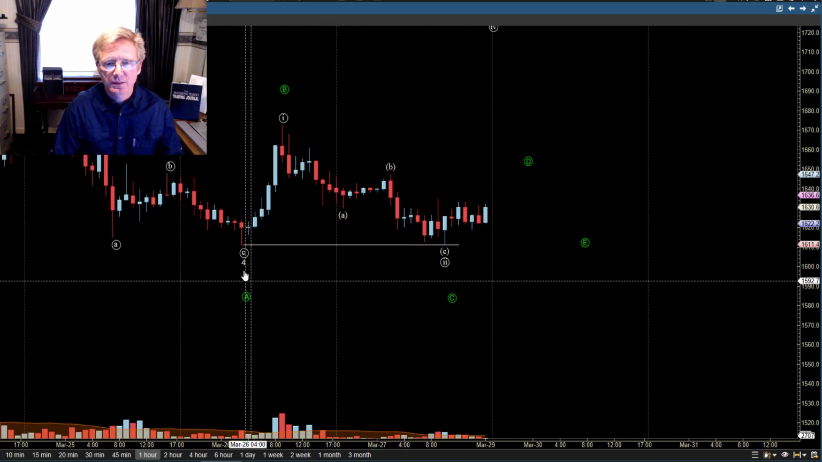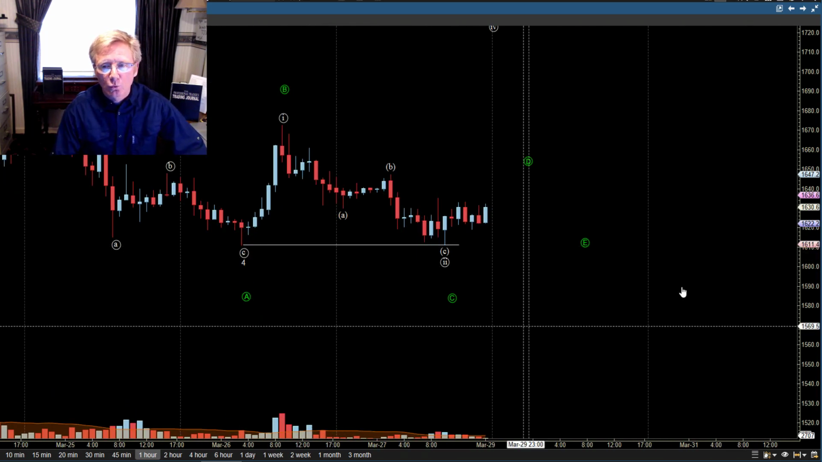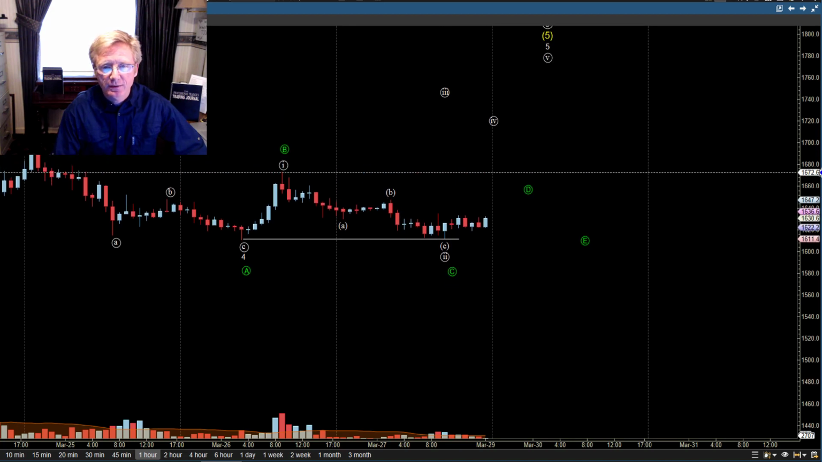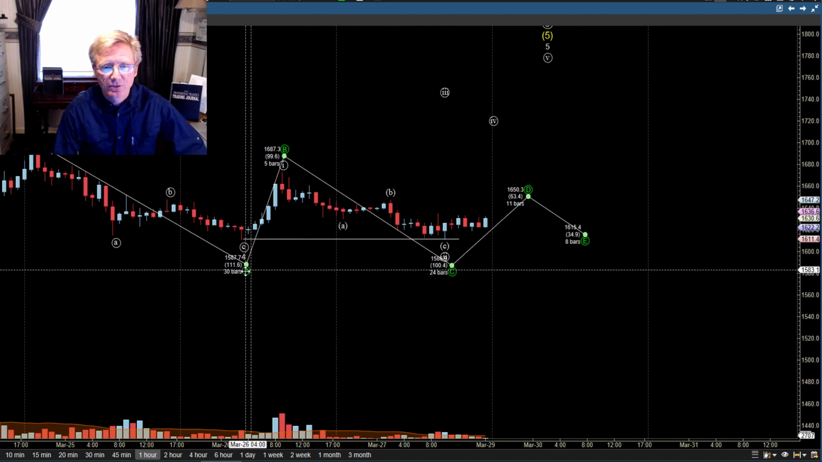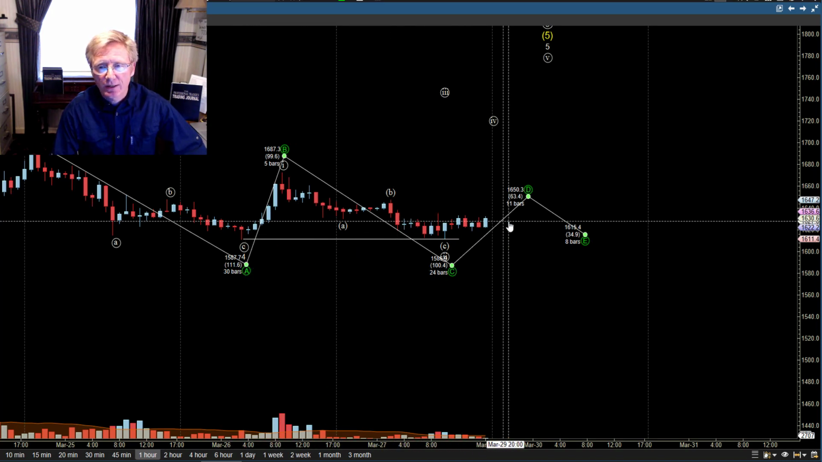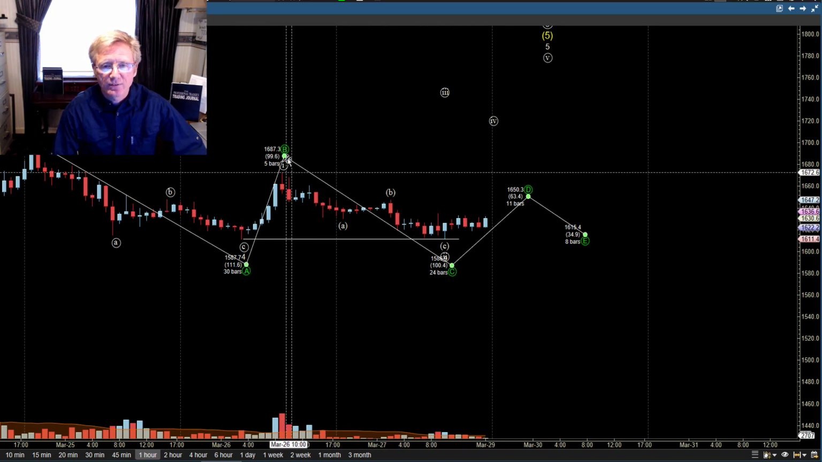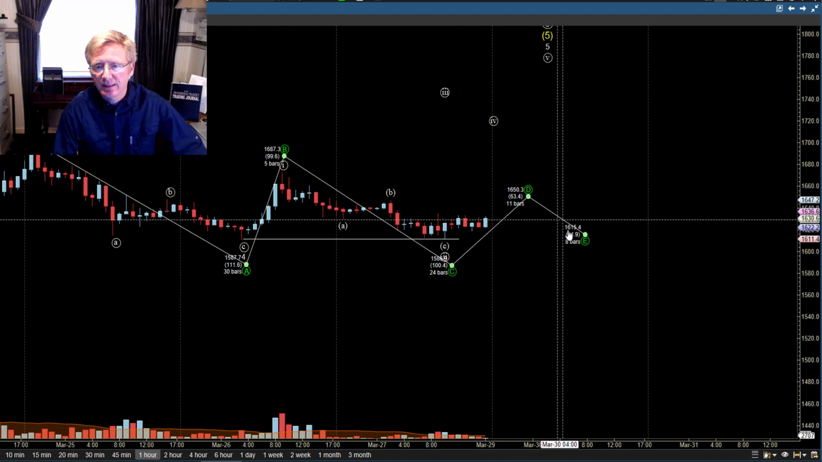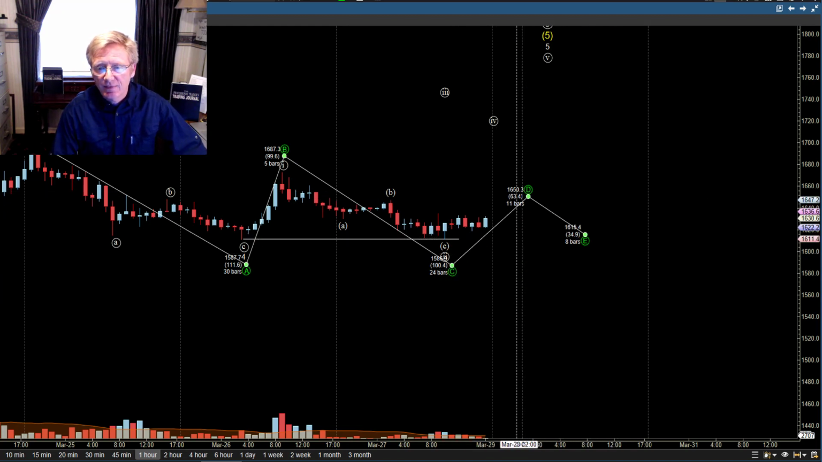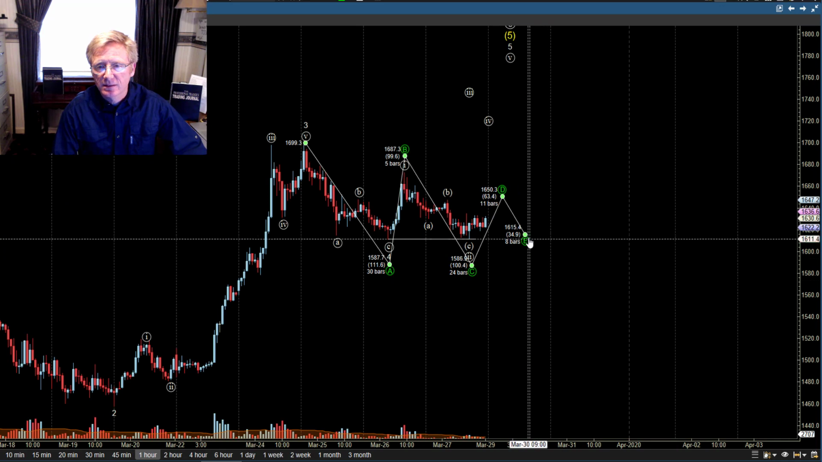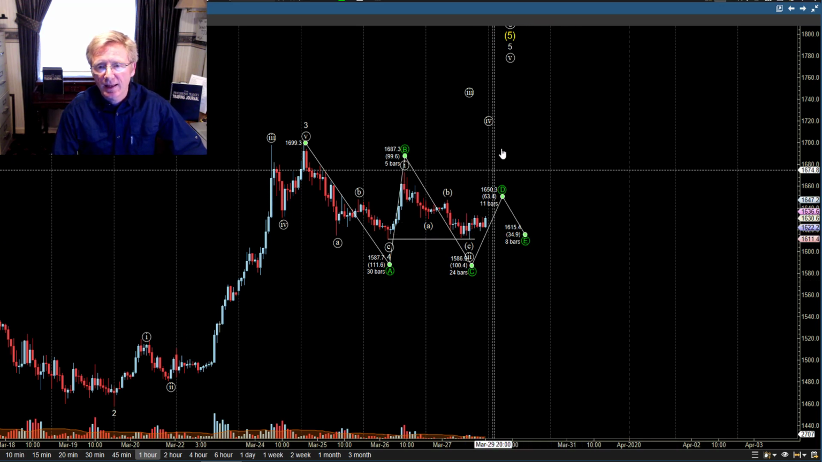Now here is an alternate count. Wave 4 may not be finished yet, because we could be now in a triangle where you have wave A, B, C, D, and E. And again, this would be the bullish case, where after E we would be heading up.